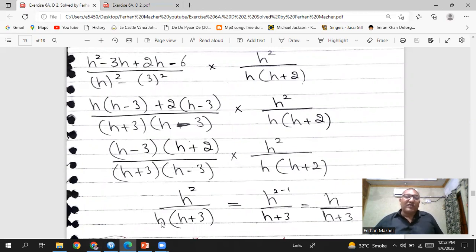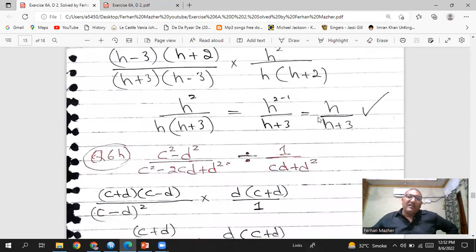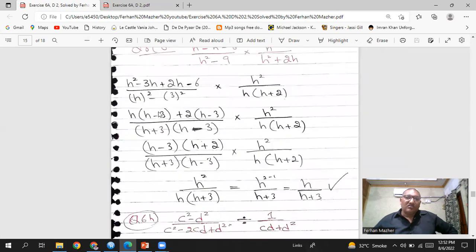Now this h squared and this h can be simplified with each other. So upstairs, I will write h raised to power 2 minus 1. So my final answer will be h divided by h plus 3. So this is how you will do this question.